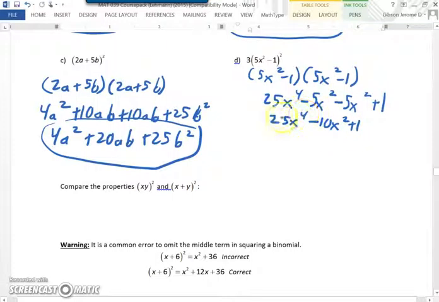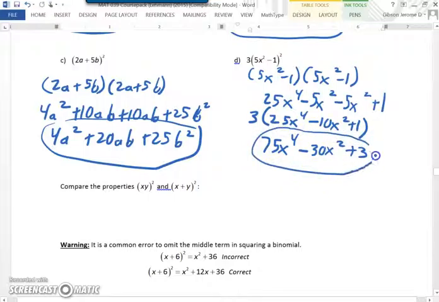Now, we would take these values here and multiply it by the 3 we had in the original problem. 3 times 25x to the 4th is 75x to the 4th. 3 times a negative 10x squared will give us a negative 30x squared. And 3 times 1 is 3. So that is our final answer.